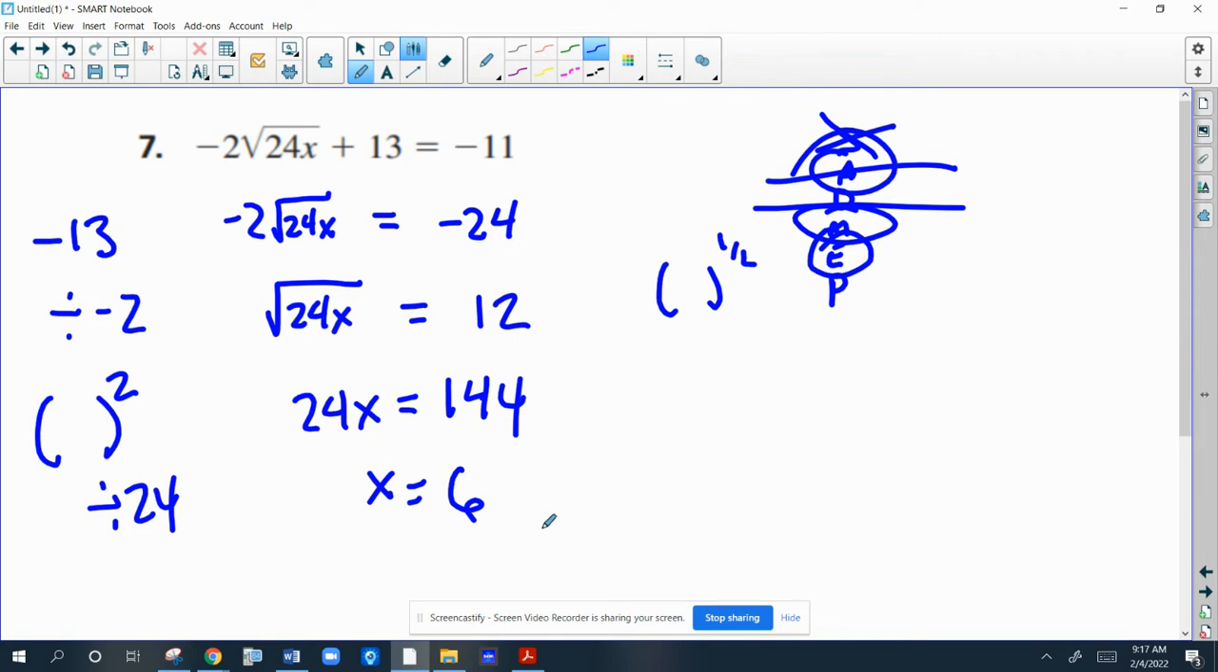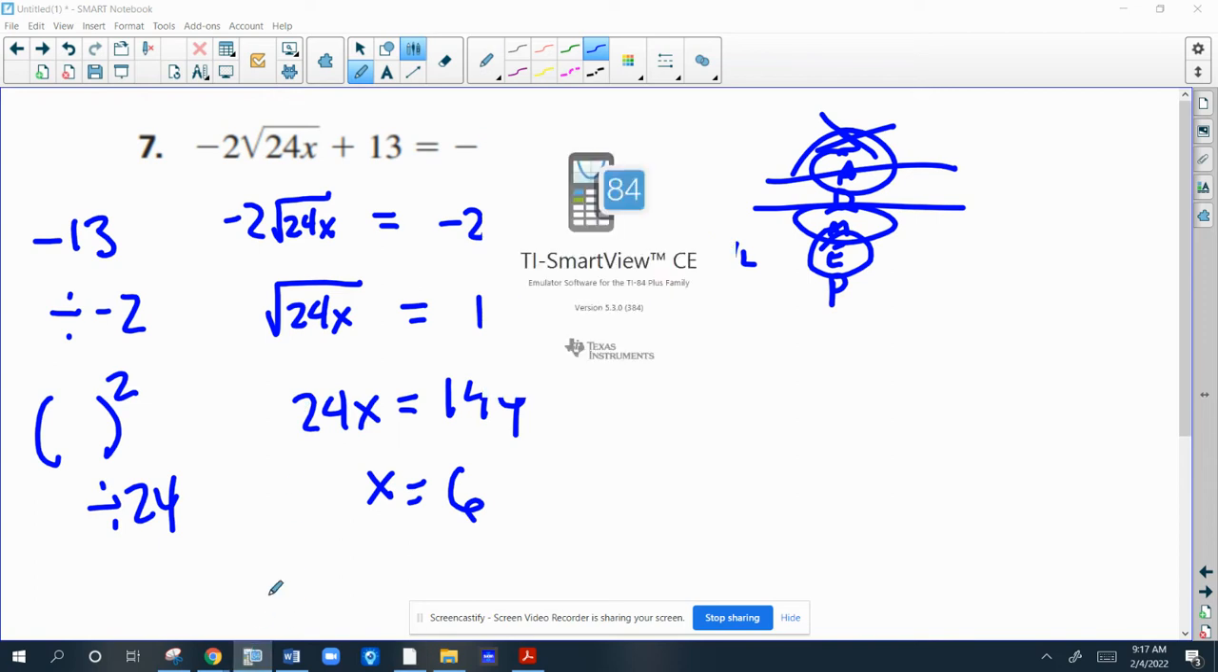So if you have a graphing calculator or find one online, maybe you can use Desmos to graph this. You should see that this goes through 6. That's very important. So I'm going to show it on the graphing calculator.